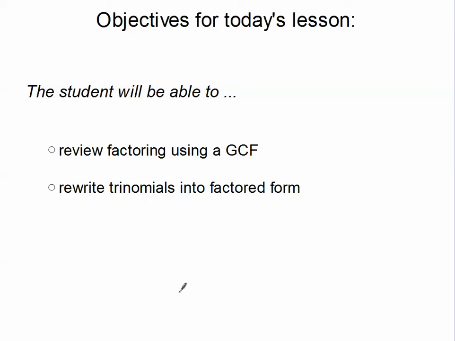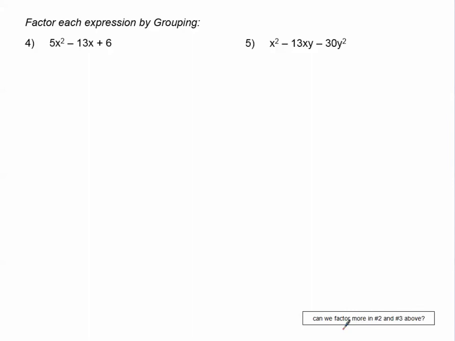In the second tutorial, we will rewrite trinomials into factored form. So let's flip over to problem number 4 in our notes, and now we will be factoring our expressions by grouping. When we learned how to group in a previous tutorial, we grouped when there were 4 terms. But clearly these are trinomials, so there are only 3 terms.